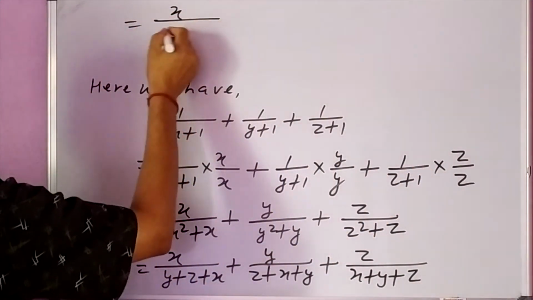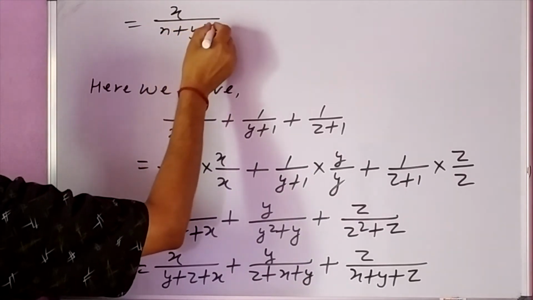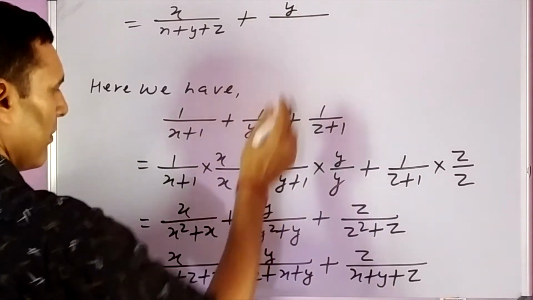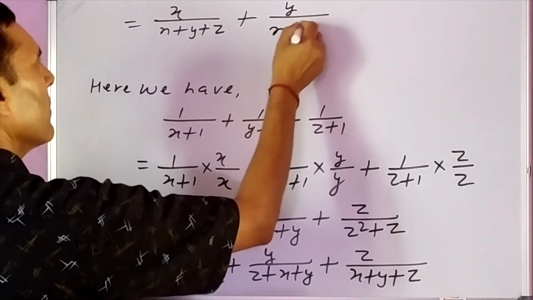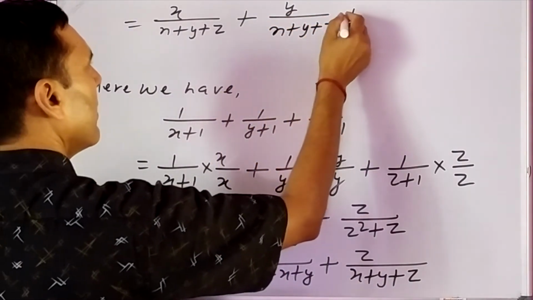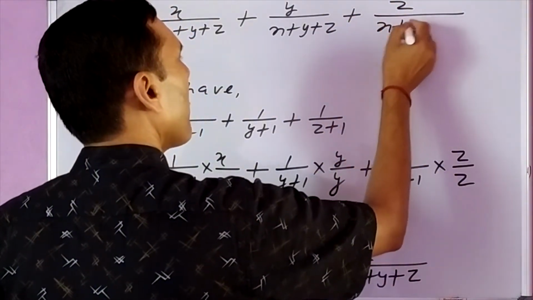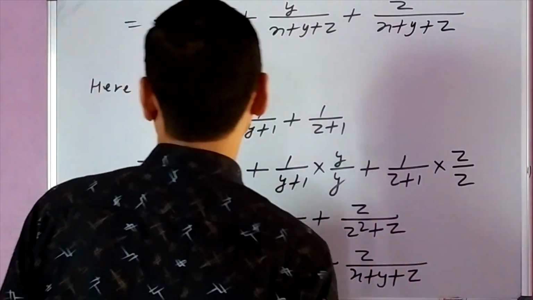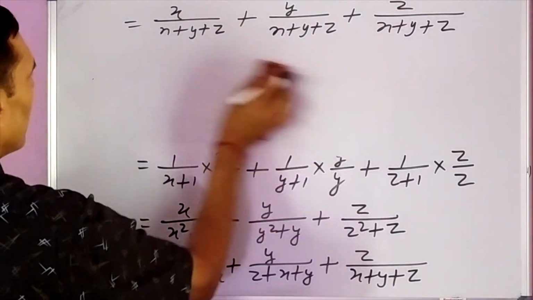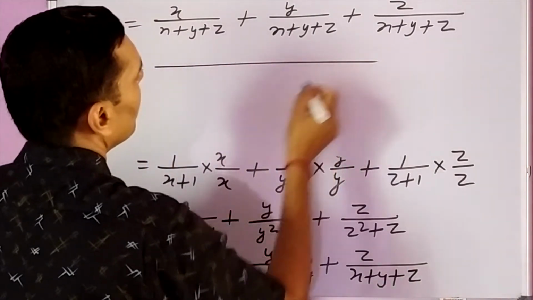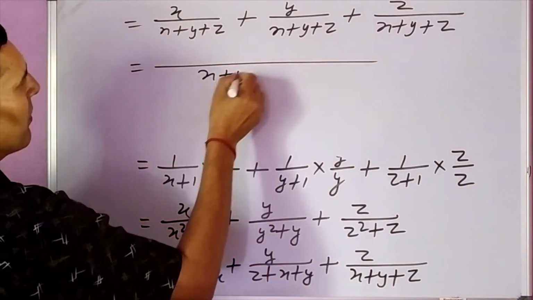It is x upon x plus y plus z. This y upon also we have the same denominator, x plus y plus z, and plus z upon also the same x plus y plus z. Now we have the same denominator, we can take the LCM, x plus y plus z.